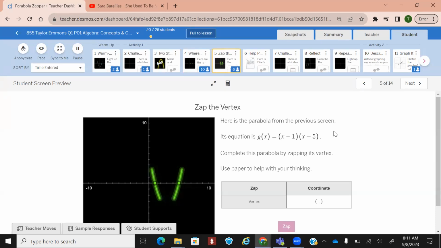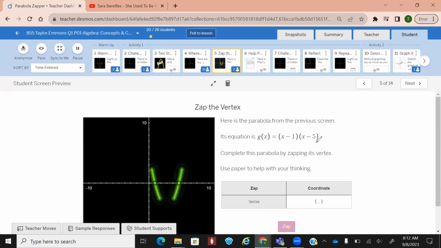So what would the vertex be on here? Has to be equidistant, right? So what would be the x value on this guy? What's in between 1 and 5? No, 1 and 5. 3. Okay, so when x is 3, what's our y value?